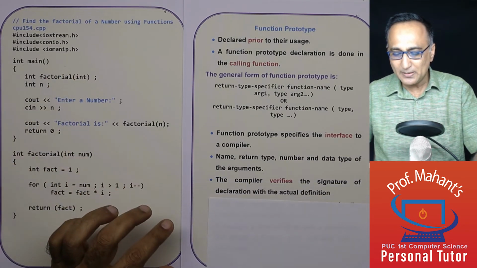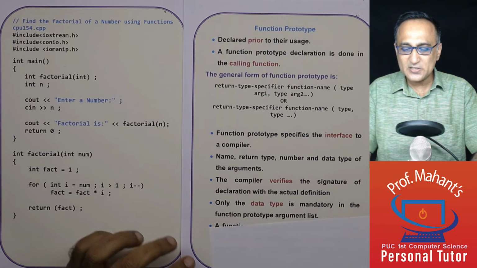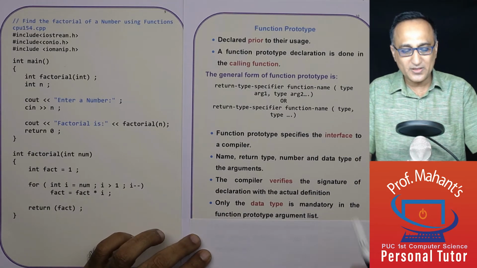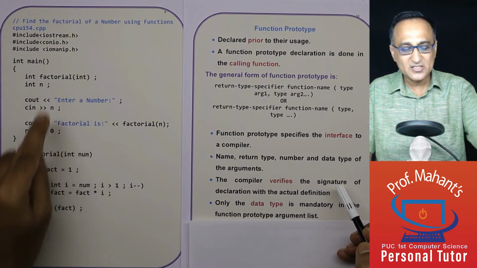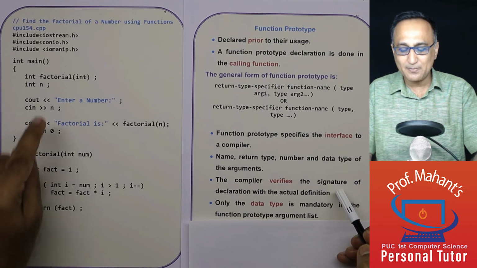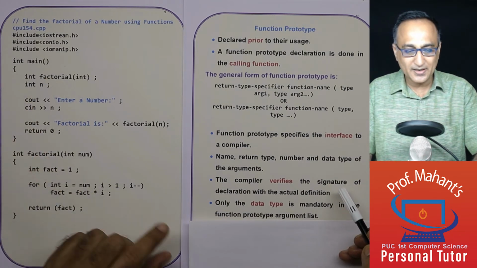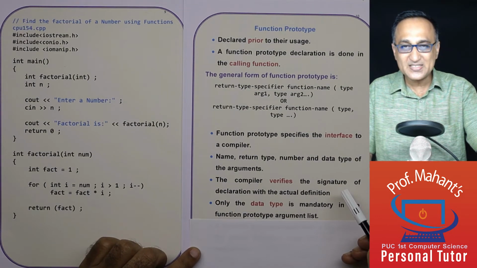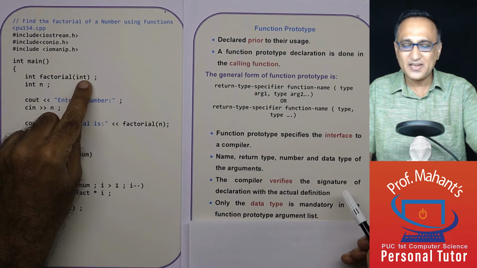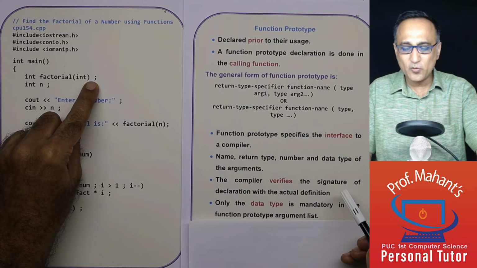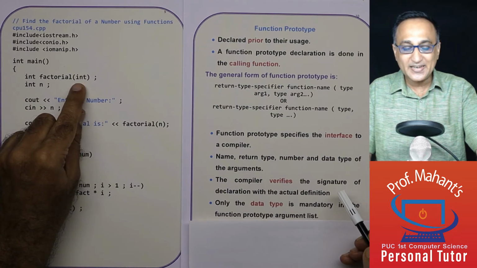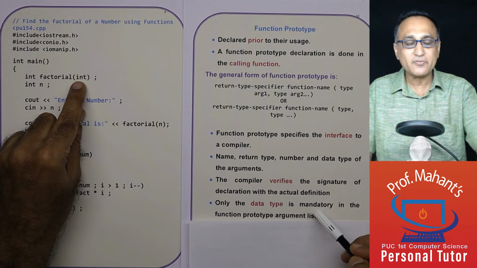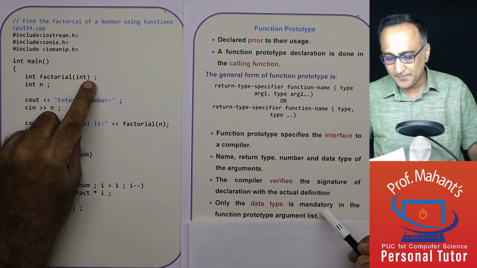As I told, the compiler verifies this prototype declaration signature with the definition. If there is any difference, it will straight away flag a compiler error, so you can correct it appropriately. Now here I can say int space x or int space num, any variable, but I can just specify only the data type. Only the data type is mandatory.